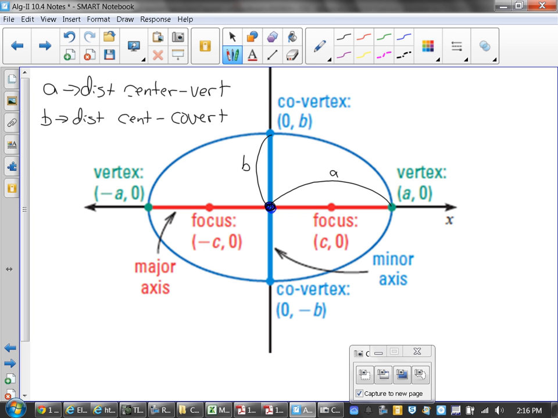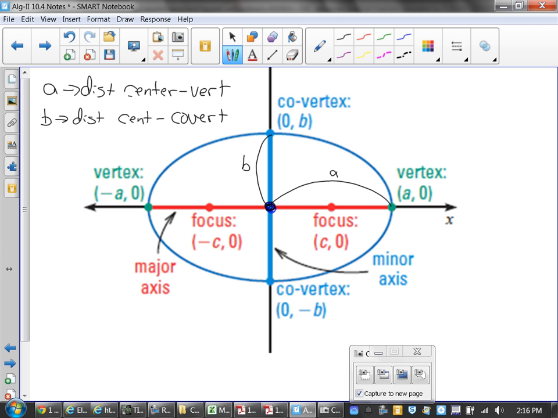Does that make sense for A's and B's? B will always be smaller than A, and here's a nice, easy way to remember the difference between A's and B's. President, vice president. Who has more power? Who comes first in the alphabet? A goes with the more important, B goes with the less important. Is it the distance from the center to the vertex? Yes. It's a very easy way to remember that.